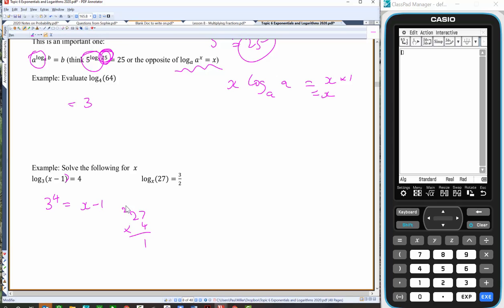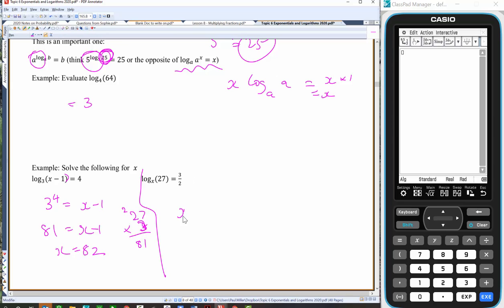7 4s are 28. Oh my goodness, what am I doing here? 27 times 3, you goose. 7 3s are 21, 2 3s are 6, 81, as I thought, equals x take 1, x is equal to 82. Okay, so notice to solve these, what I do is I actually bust them into exponential form to solve.